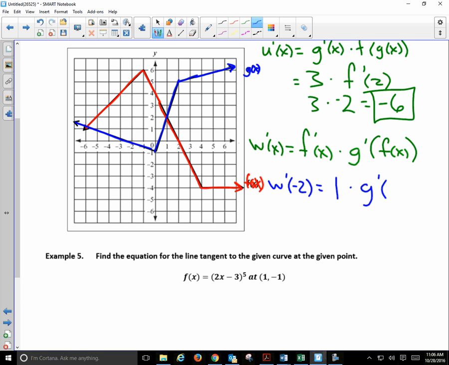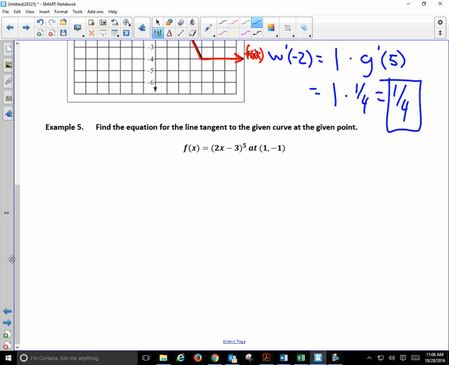Now I got to do f of -2. What is f of -2? 5. Now I got to look at the derivative of g at 5. What is the derivative or the slope of g at 5? 1/4. So you can see those problems are not impossible. They look complicated, but they're really not that bad once we actually work them out. Okay.